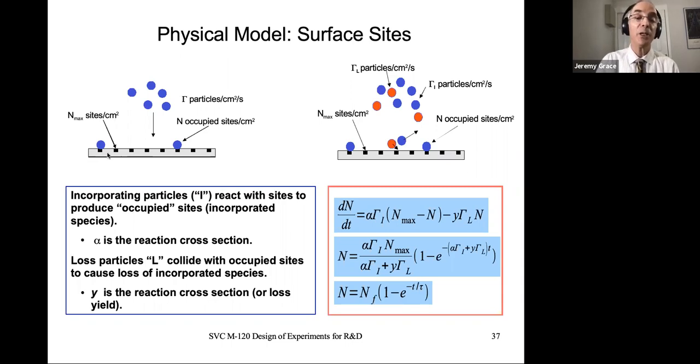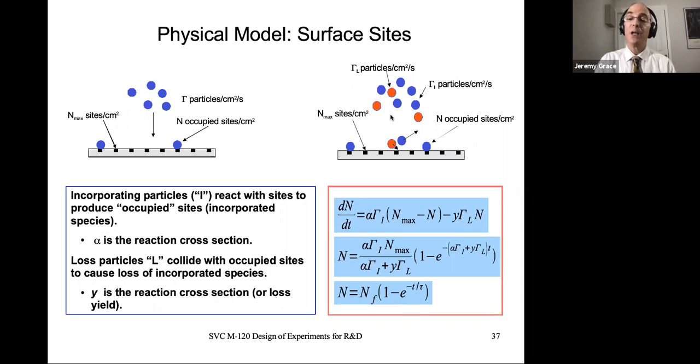You only have so many sites per square centimeter on the polymer surface, and that's N max. At those sites, you can get the chemistry you want, and this flux density gamma of particles will produce occupation of these sites. I will now call those particles incorporating particles. Those blue ones that incorporate have a flux density of gamma sub I. I don't know who they are yet, but we know they incorporate and form nitrogen.